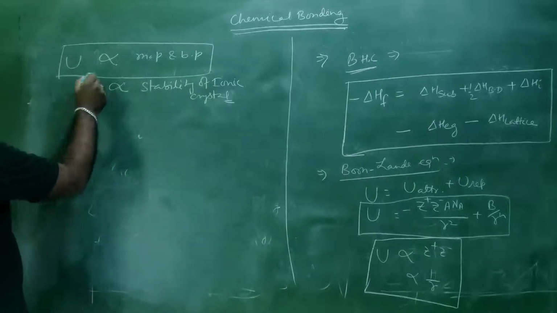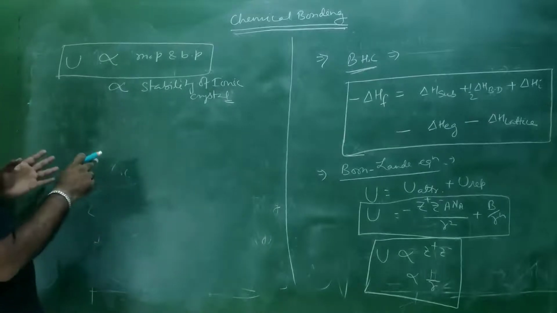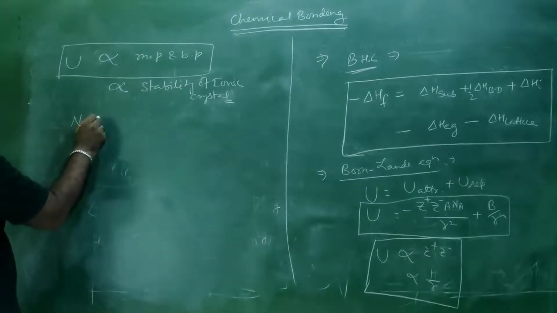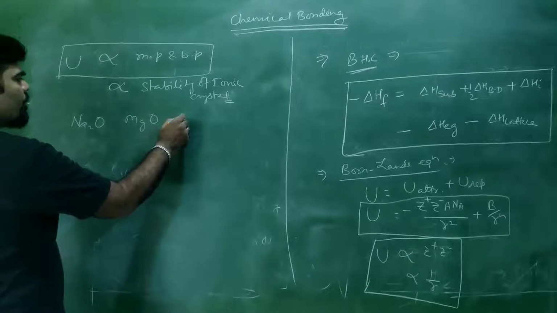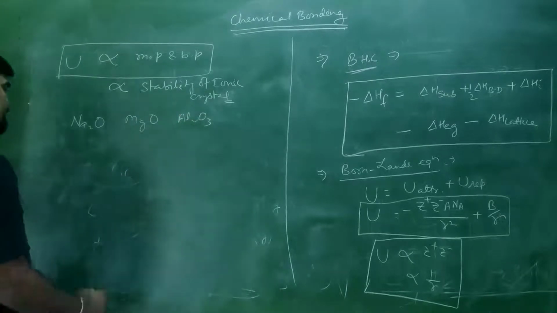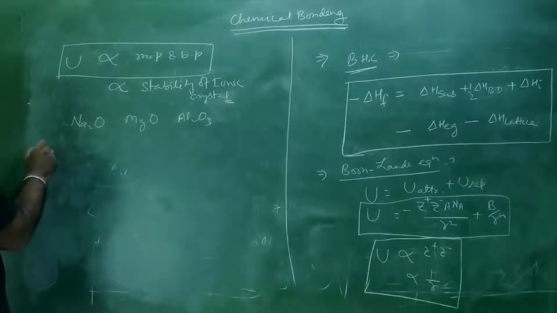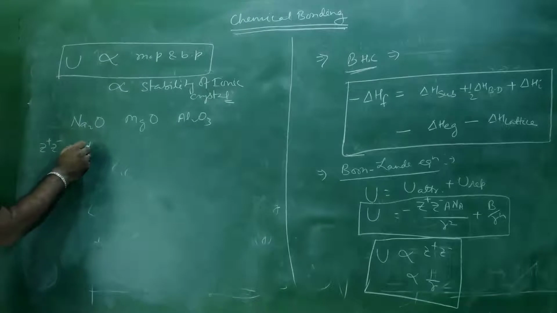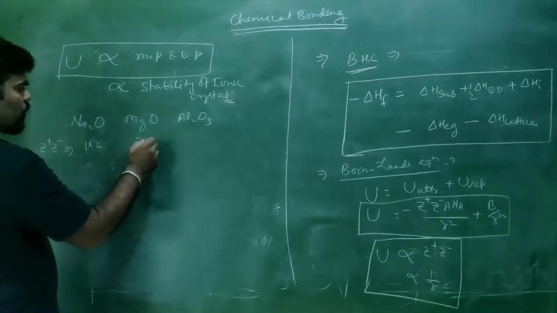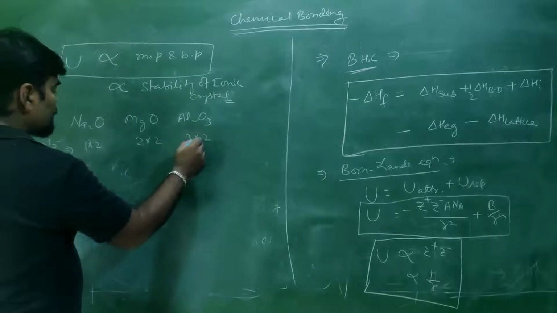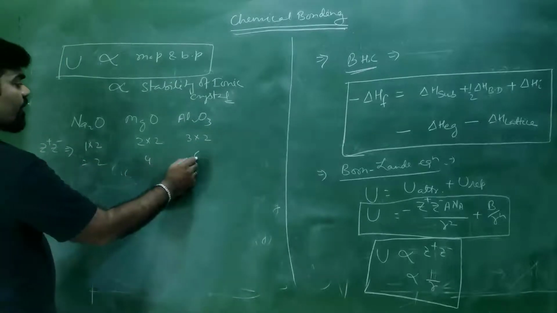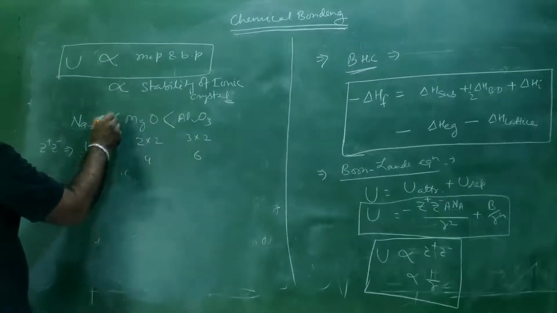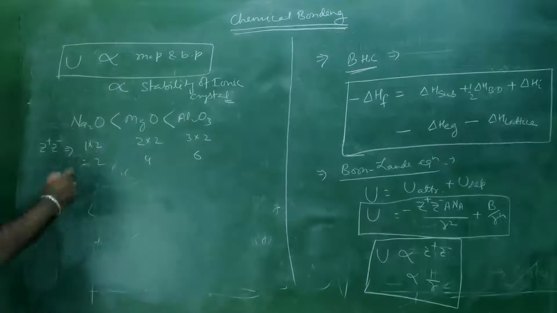Now, this variation of U depends upon radius as well as Z plus and Z minus. Suppose we have Na2O, MgO, and Al2O3. If you see the value of Z plus and Z minus, the product for Na2O is 1 into 2, for MgO it is 2 into 2, and for Al2O3 it is 3 into 2. So over here 2, over here 4, over here 6. Where is Z plus Z minus more? In Al2O3. Therefore, Al2O3 will have a higher melting and boiling point than MgO and Na2O.